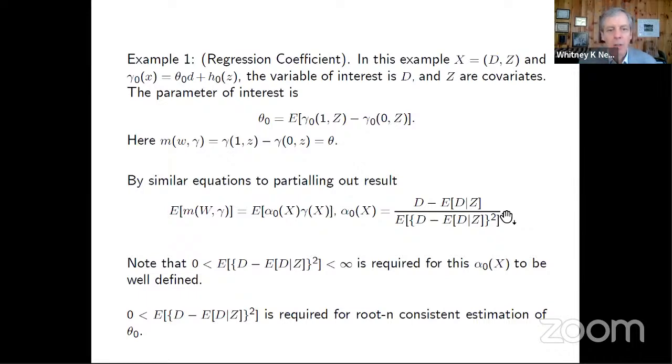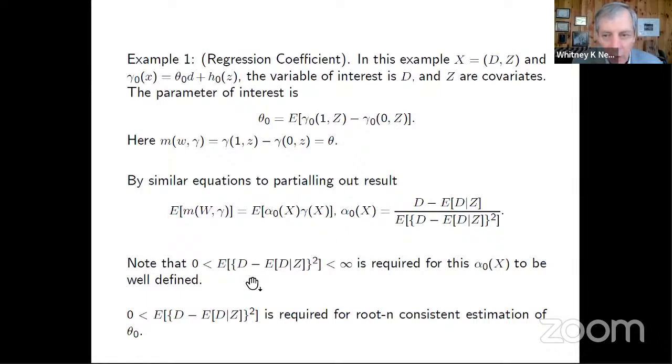times gamma. Okay, so that's the reason for the representer here. Okay, that's the alpha naught. And it's entirely what you might relate to as parceling out. You're just parceling out the covariate Z out of D. And then you multiply that by the regression, take the expectation, and that's what you get there.